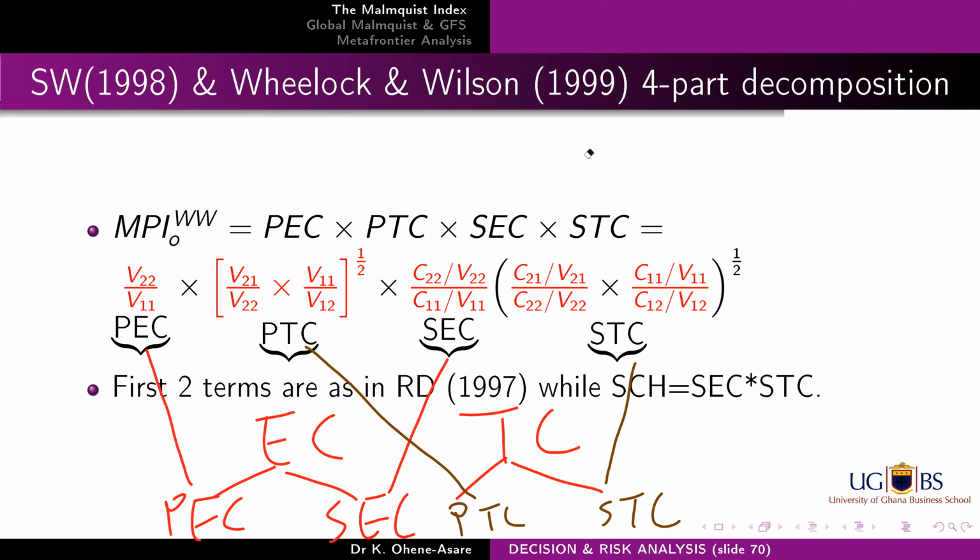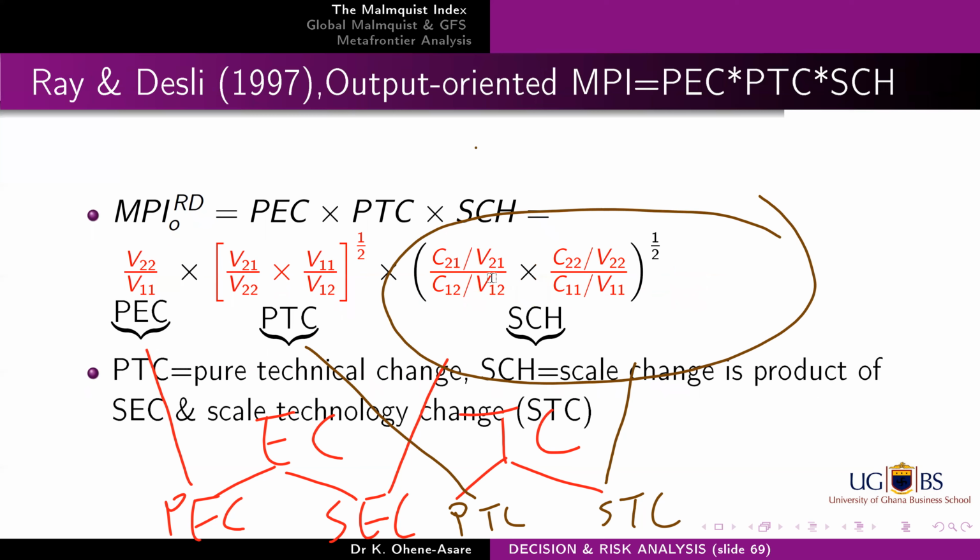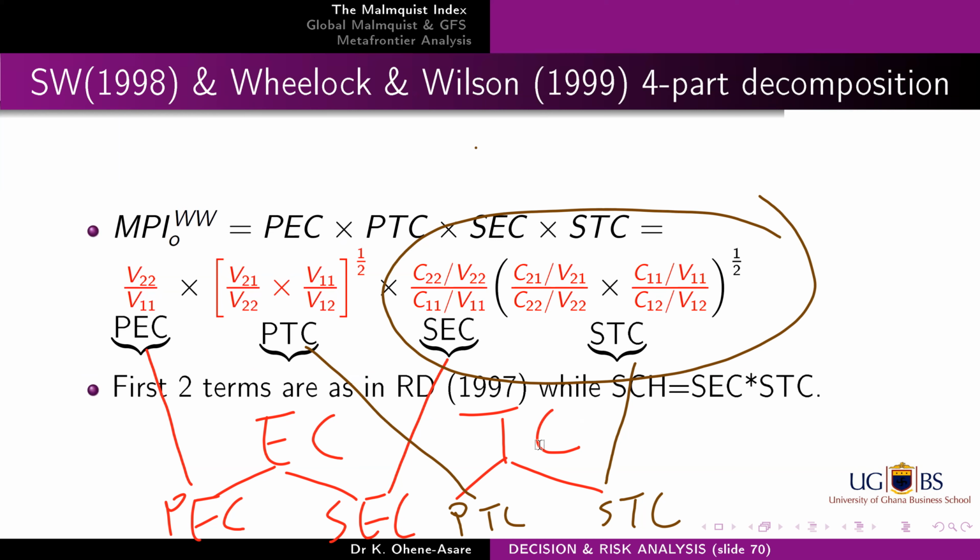Okay. And what is interesting is that the scale change part of Ray and Desli, the one we did before, the latter part, is made up of these two. These two here are the scale change part of Ray and Desli. Let me take you back slightly. You might probably get it. The scale change part of Ray and Desli is made up of the scale change of Wheelock and Wilson here. So this is a 4-factor decomposition.